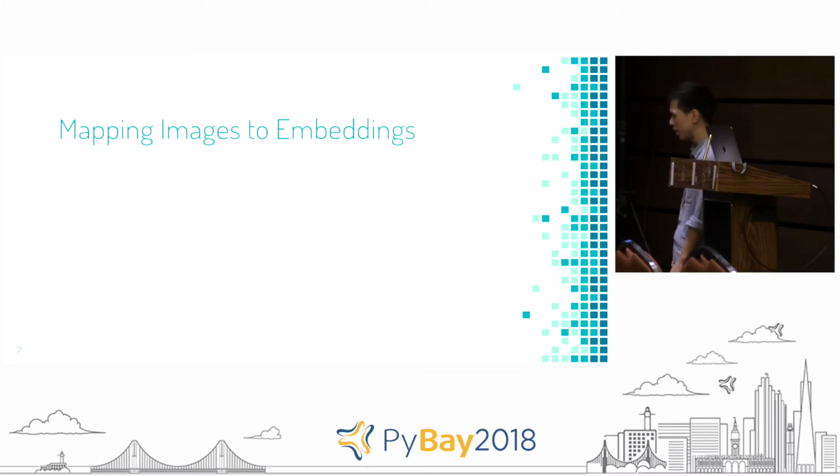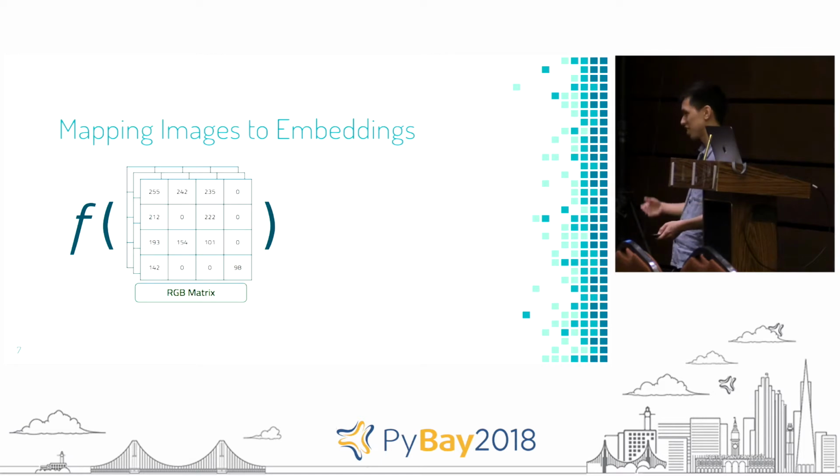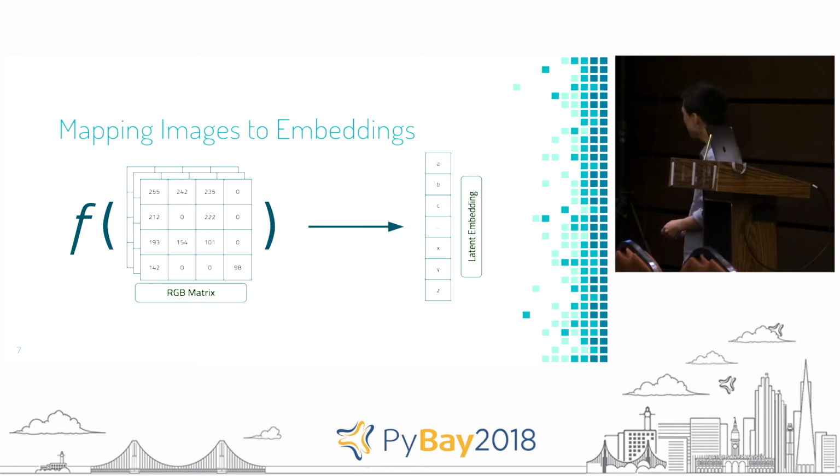So we need something to map our images to embeddings. We're going to define a function that takes in an image, which is just an RGB matrix, and maps it to a 1-by-n matrix, or our latent embedding. And you might have already guessed, because we're working with images, the way we're going to do this is by training a convolutional neural network.